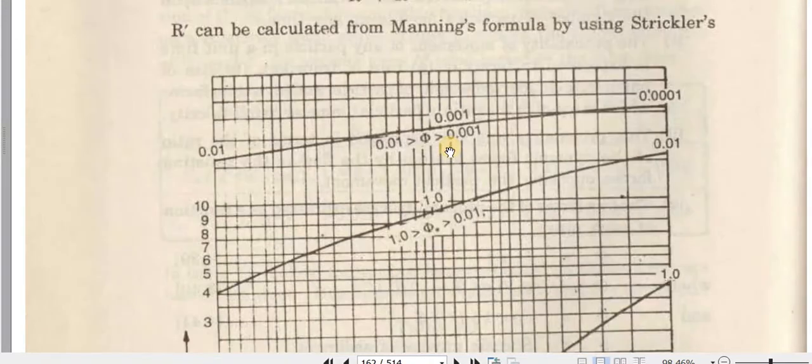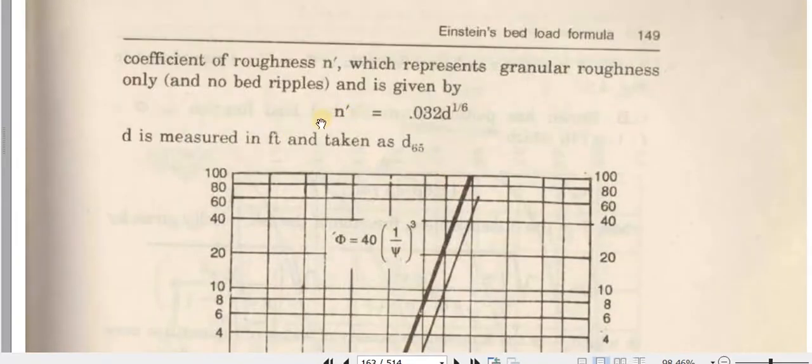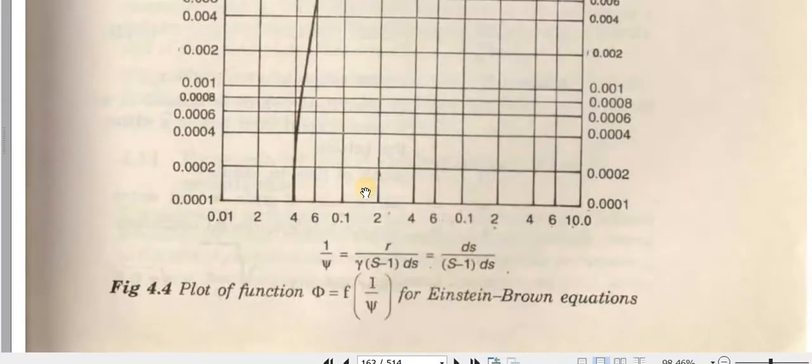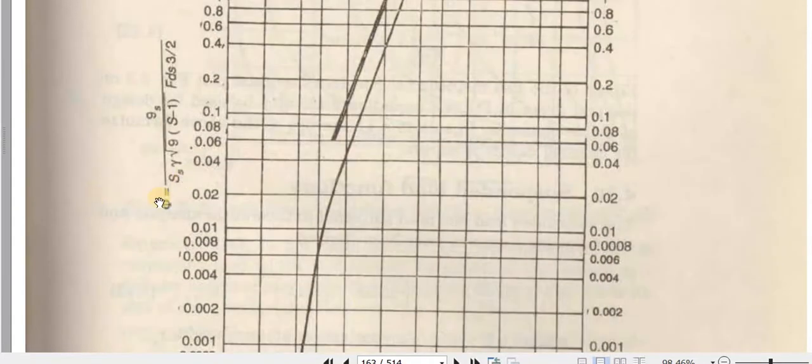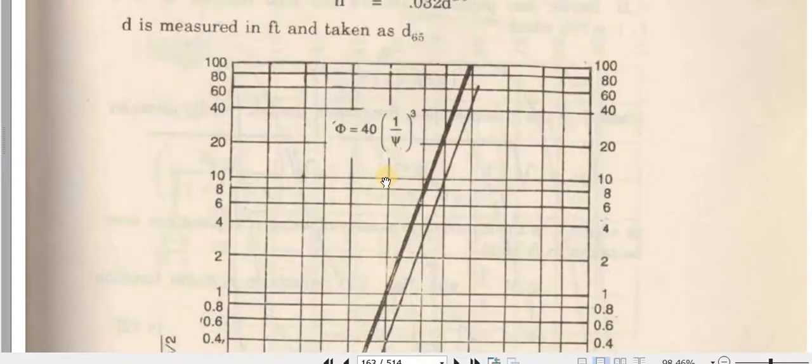And here we have the graph of the Manning formula using Strickler's equation. And he introduced the Einstein equation n dash is equal to 0.032 d to the power 1/6, where d is equal to d65. I hope you have studied d65 in the soil mechanics course. So d65 means 65% of the soil particles are finer than the given grain size, and this is the equation for the relationship between function 1, probability 1 and probability 2. We can also use the graph and we can also use the equations.